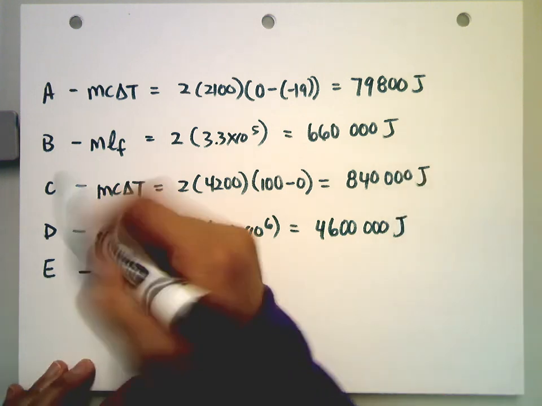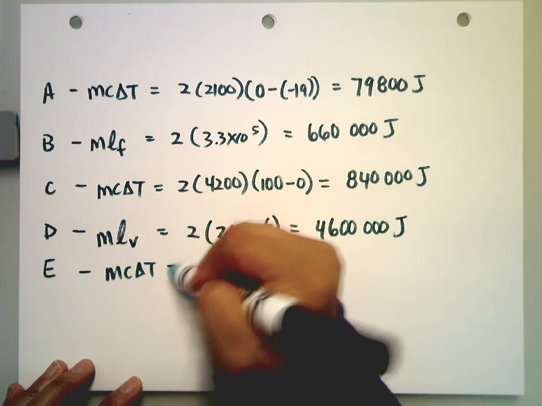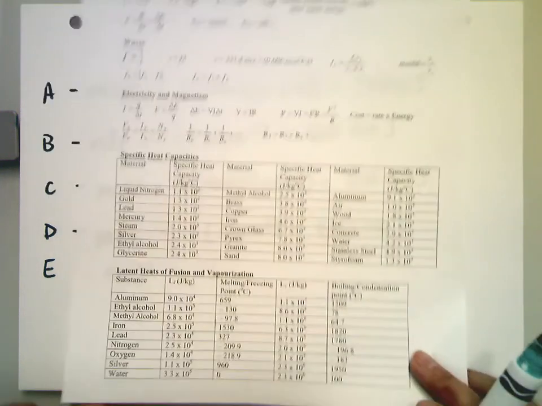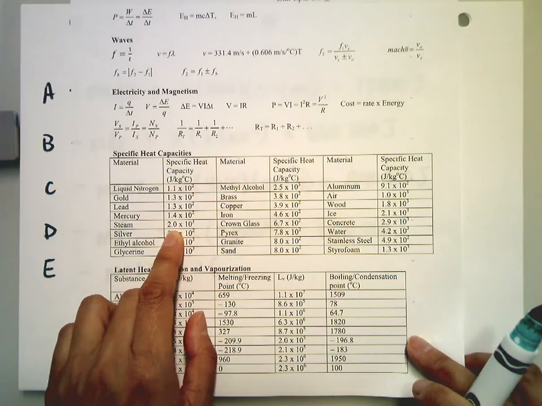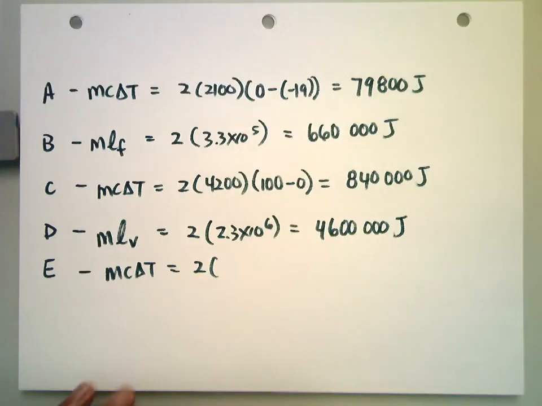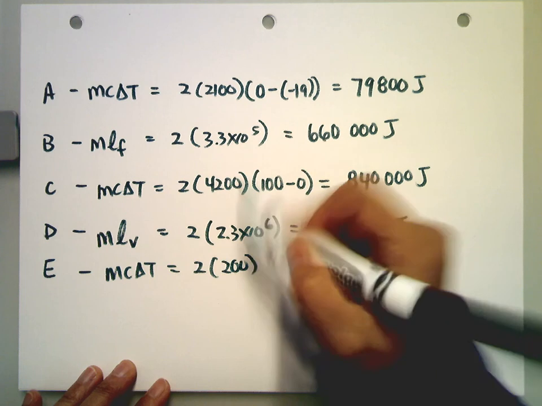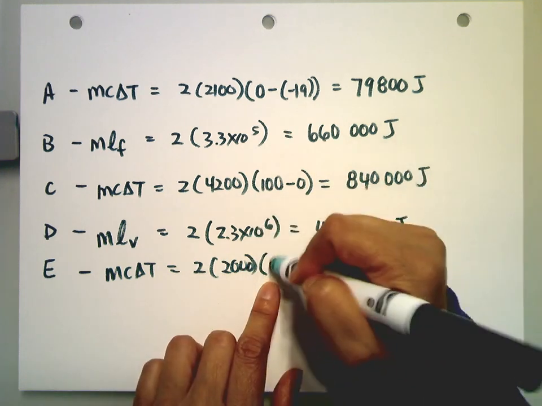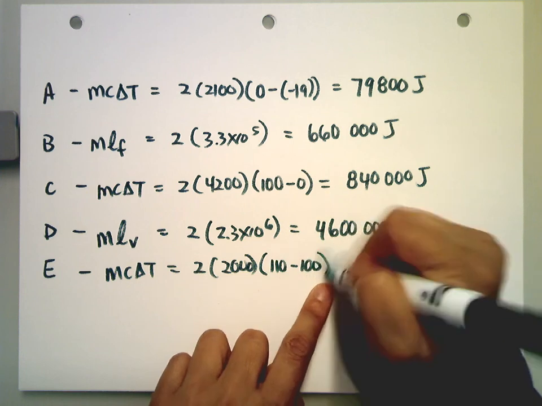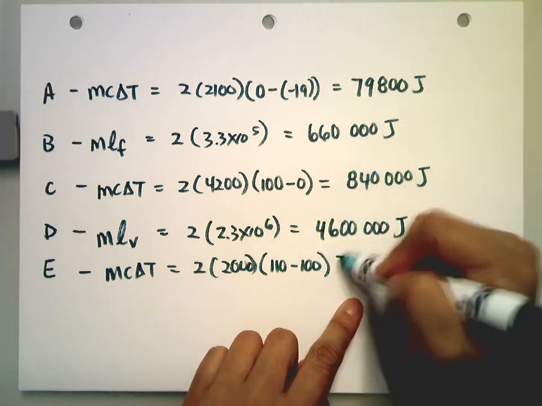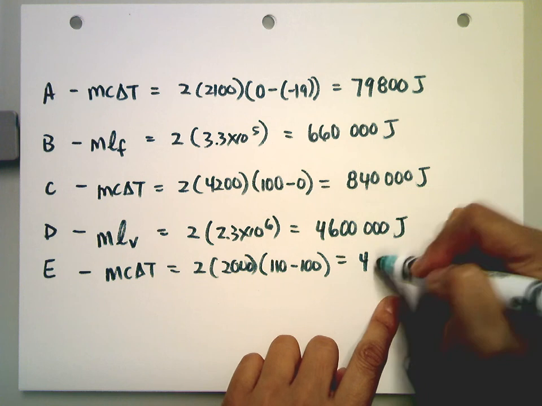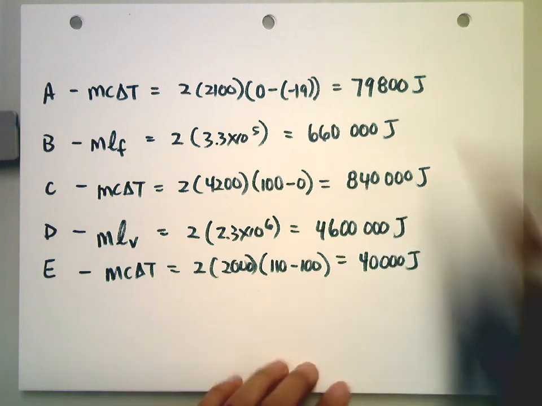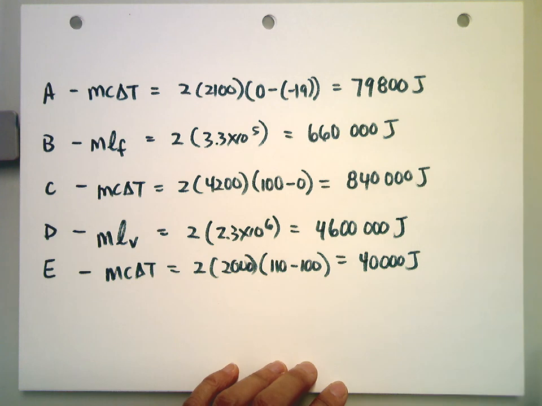Okay, now once it's steam, we're going to warm up the steam. So that's 2. Let's look up what steam is. Okay, do I have steam on here? Good. Oh, here we are. Steam, 2,000. Okay, so 2,000. Oh, there we go. And then the final temperature is going to be 110 minus 100 is the initial temperature of the steam, and that will be just 40,000 joules. Okay, so this is the energy of each stage.